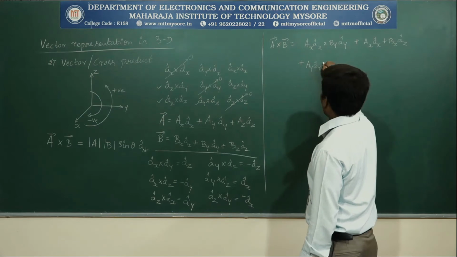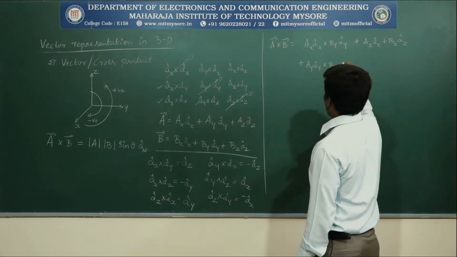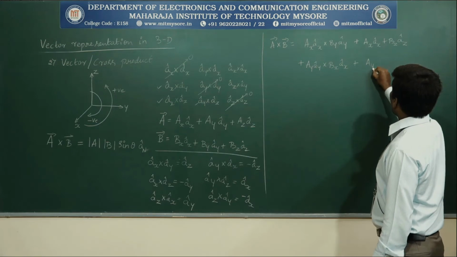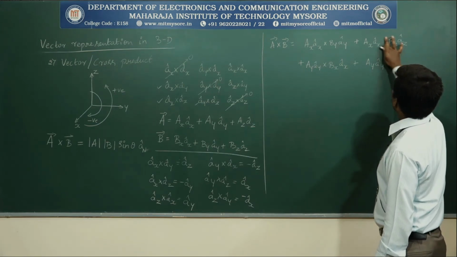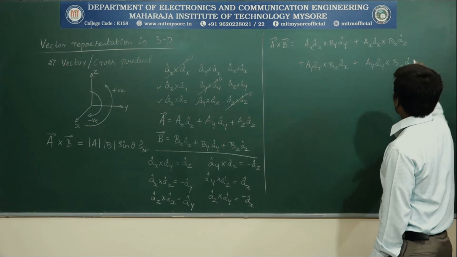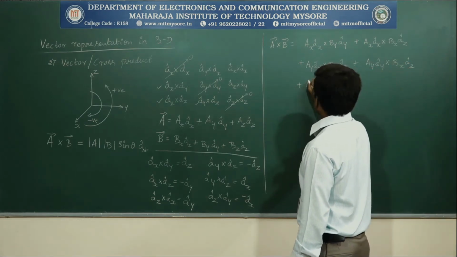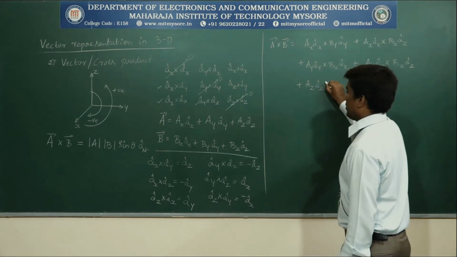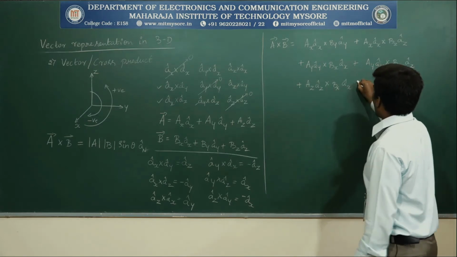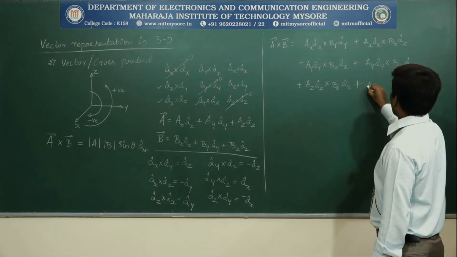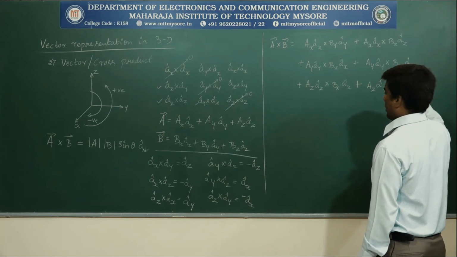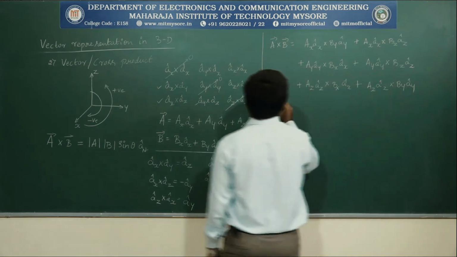Ay A cap y cross Bx A cap x, plus this doesn't come, Ay A cap y cross, this is cross not plus, cross Bz A cap z, plus Az A cap z cross Bx A cap x, plus Az A cap z cross By A cap y.